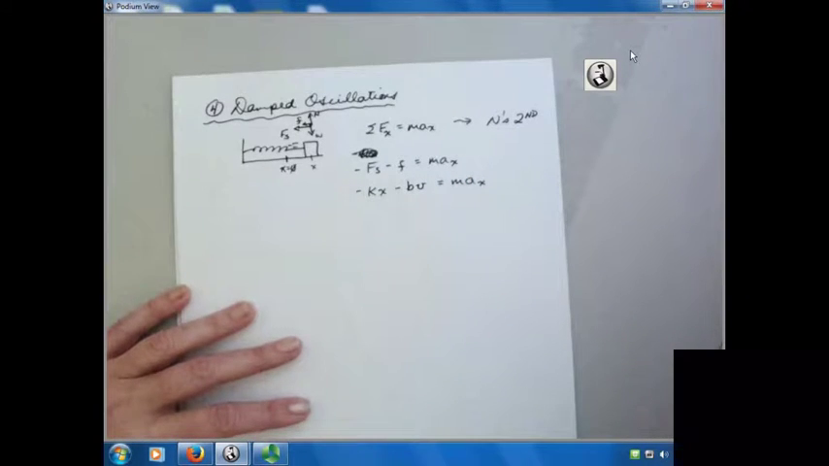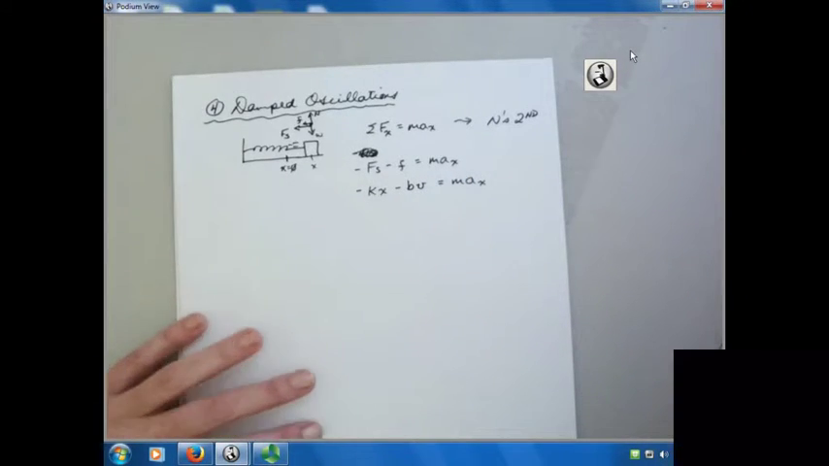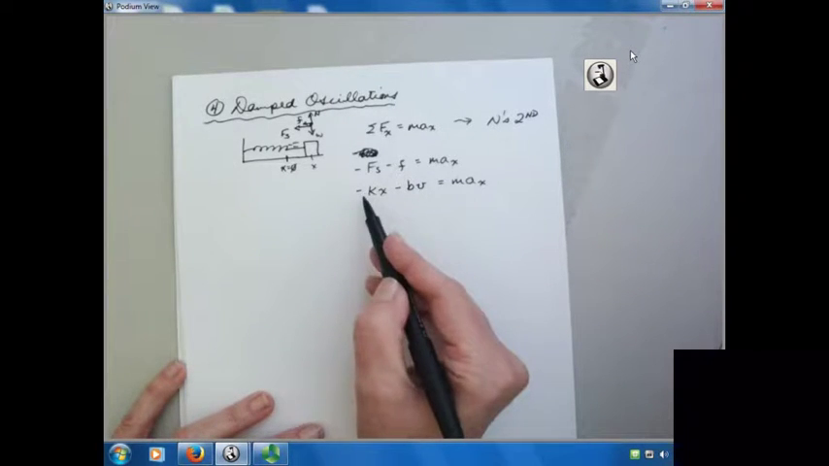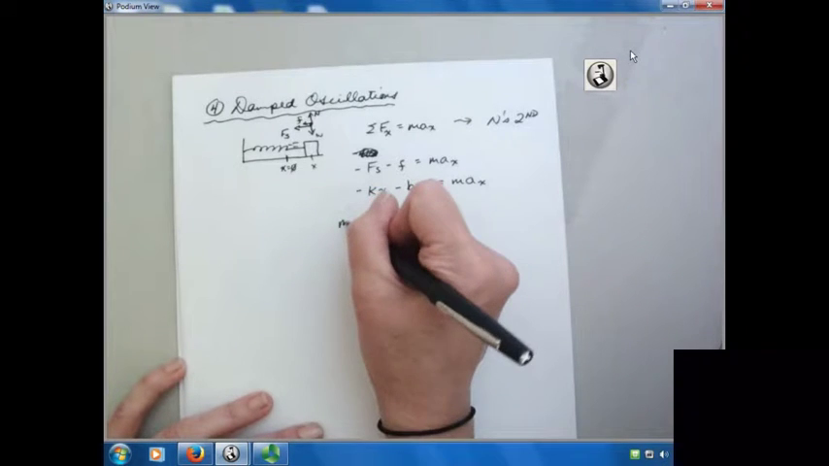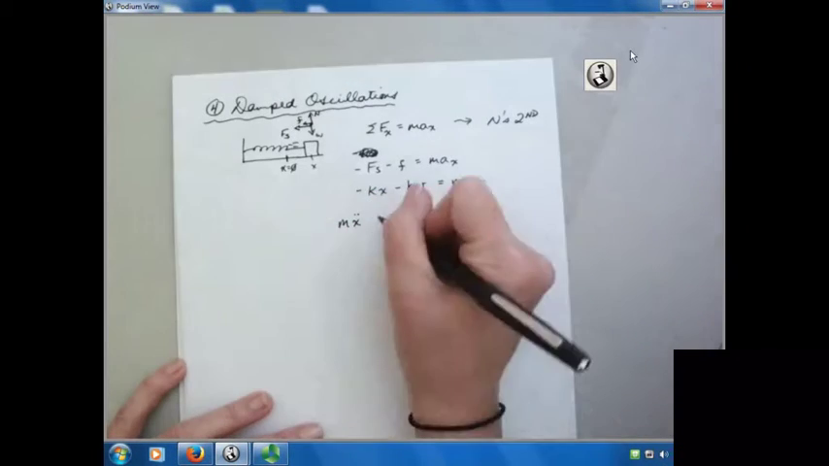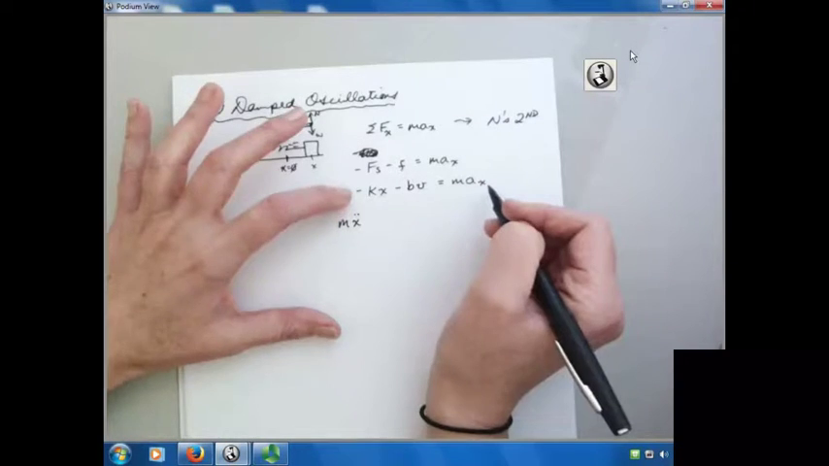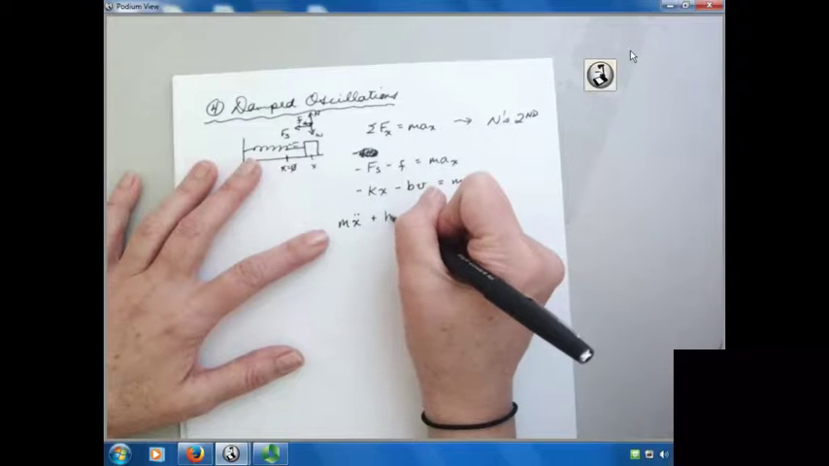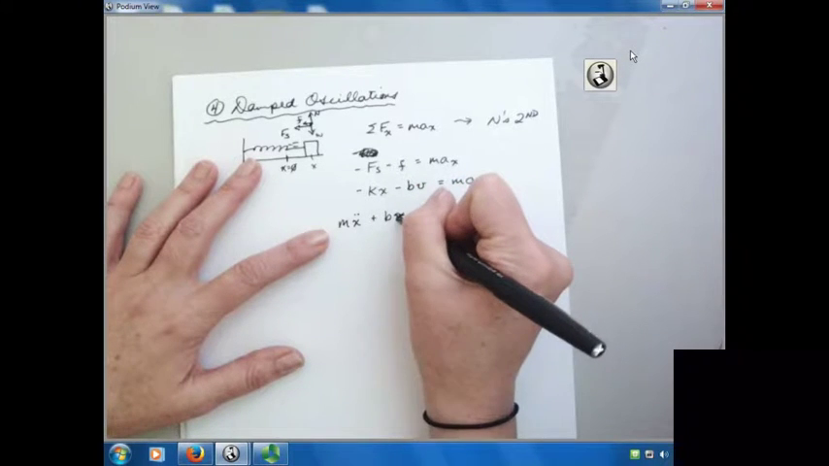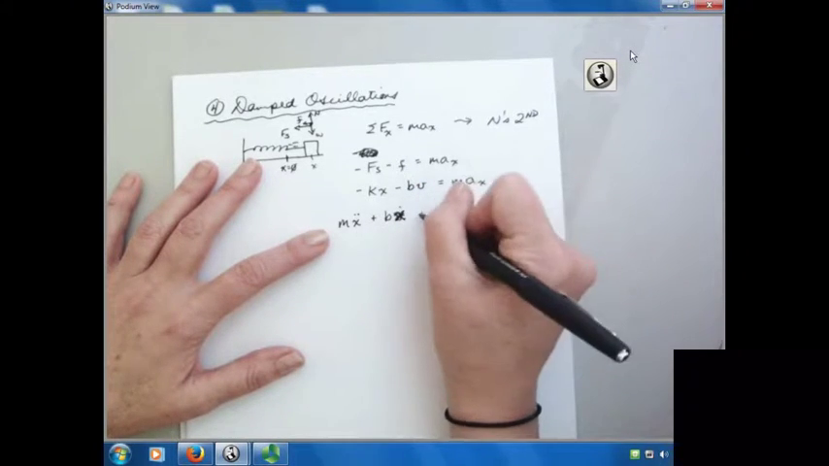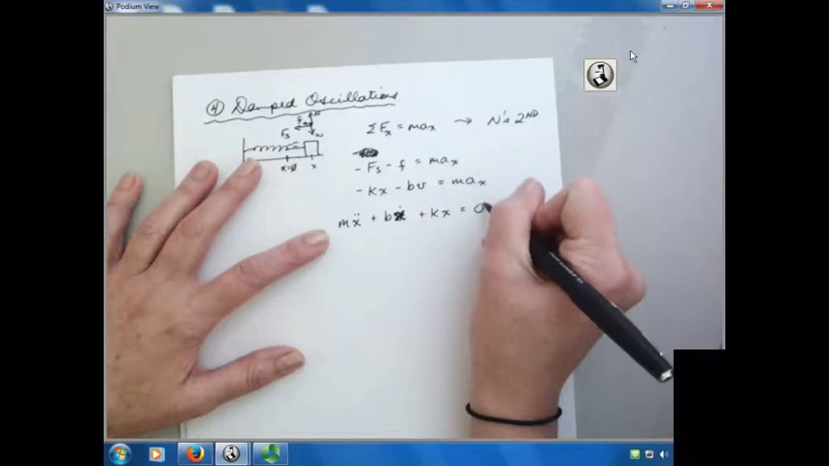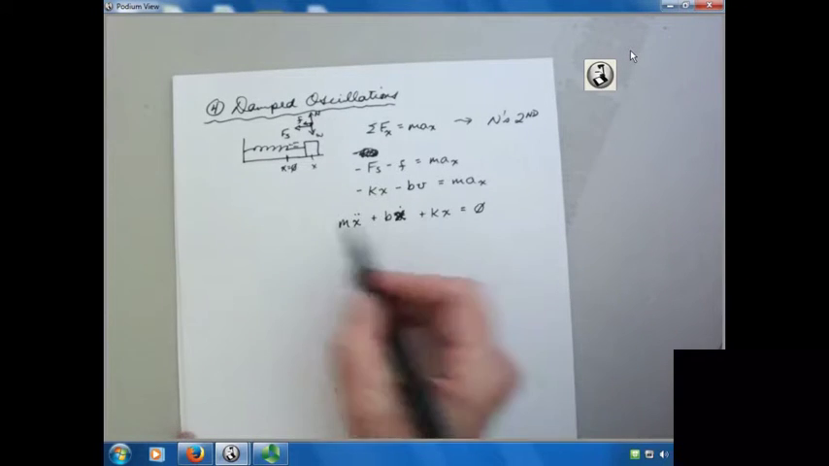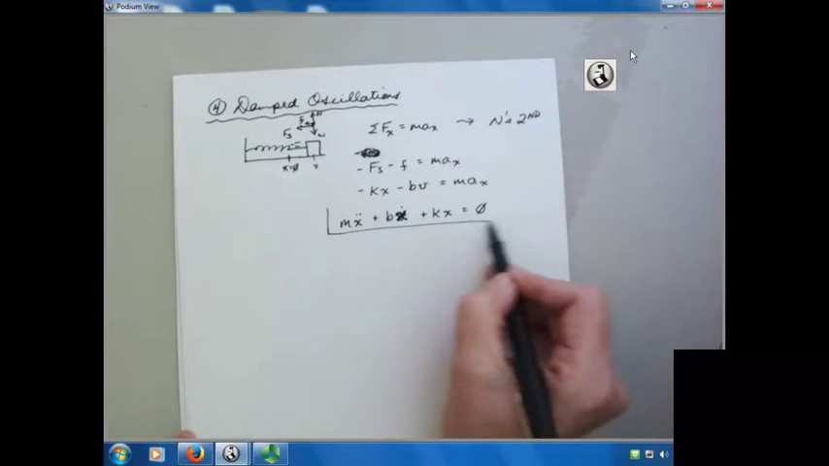Okay, so our equation of motion is here, and I'm going to write it one more time. I'm going to put my max on this side, and write that as m x double dot. Actually, let's put everything on the left-hand side. So I've got m x double dot plus b x dot plus kx is equal to 0. Sure enough. Okay, so that will be our equation of motion.